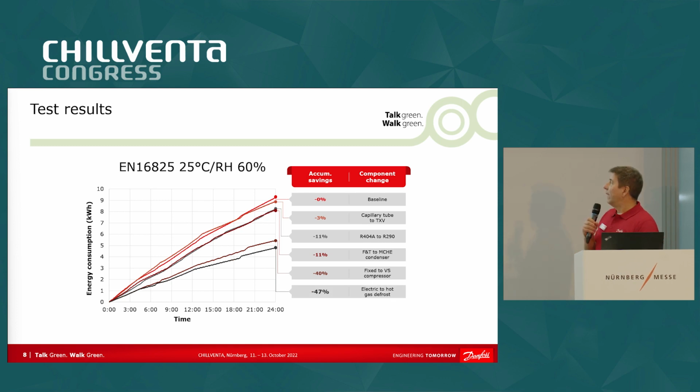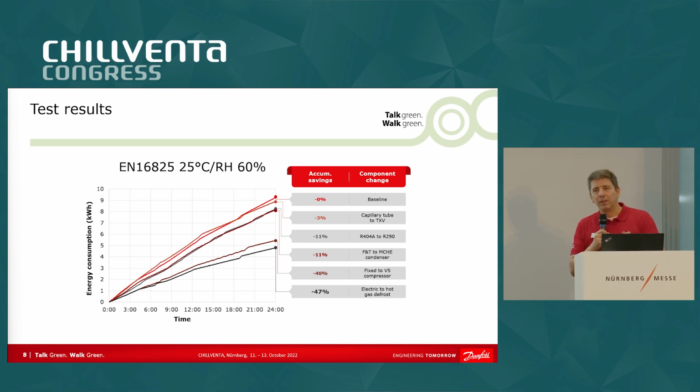Well, and then finally, that unit had electric defrost. You can change that to hot gas defrost. And then you save some energy because you don't do electric defrost. You use the hot gas you have already available from the compressor, and that gives you an additional saving. So in total, 47% savings compared to baseline. That's according to test standard.